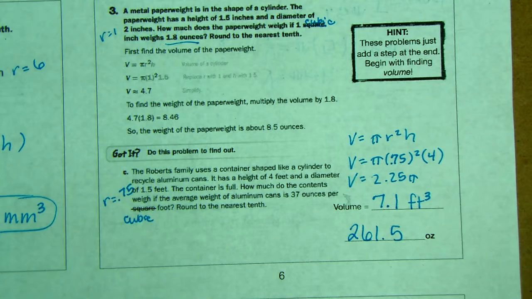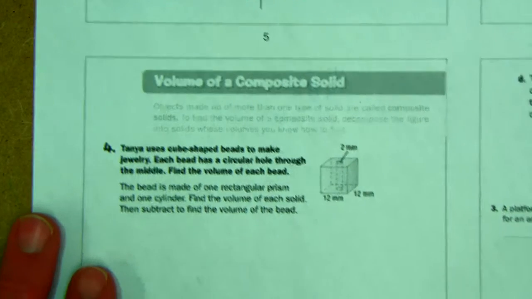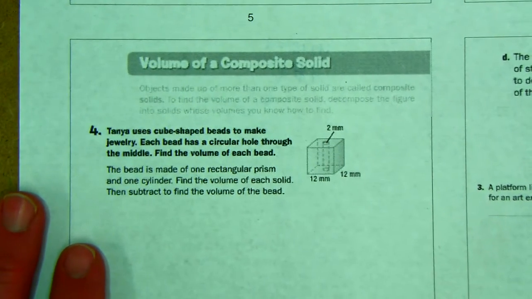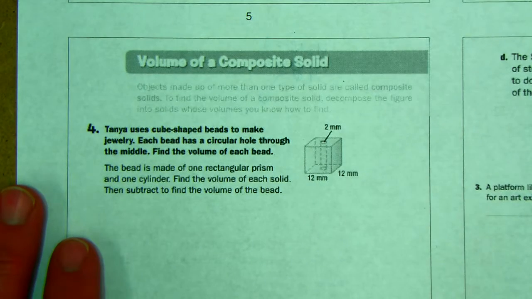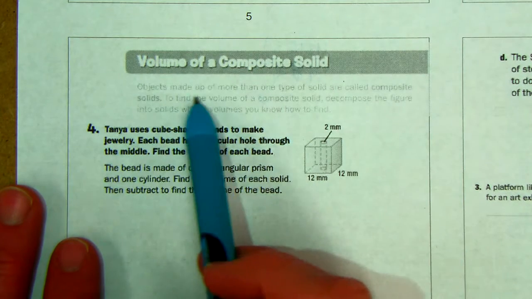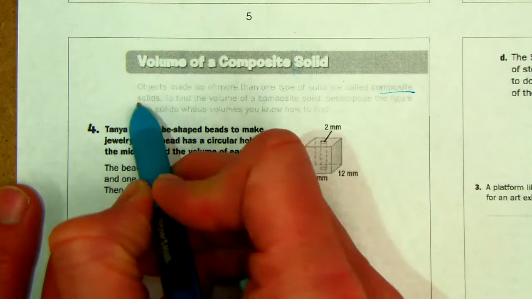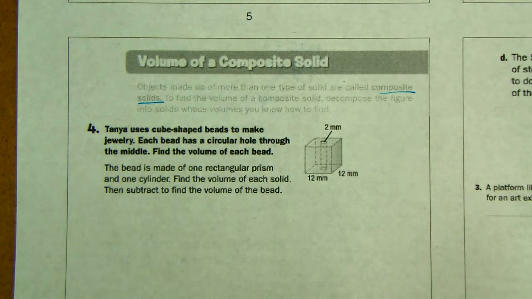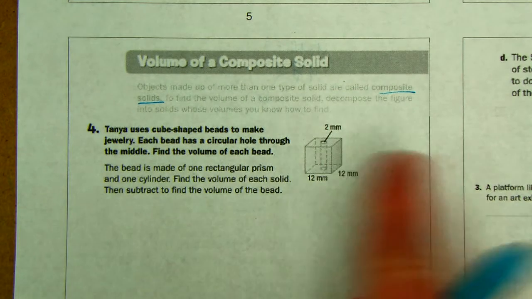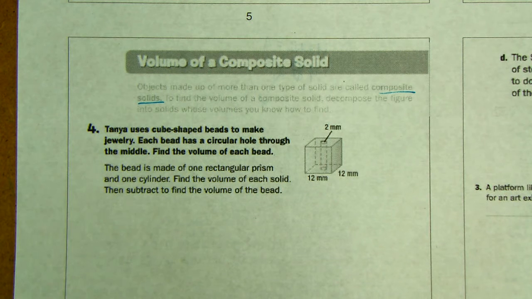Here's another vocab. Objects made up of more than one type of solid are called composite solids. So more than one. In this particular composite solid, we have a cube, but then they hollow out one tiny little cylinder through the middle of it. It's a bead to make a necklace. So that tiny little hole takes away from the volume. Not a lot, but it's not a very big cube anyway.